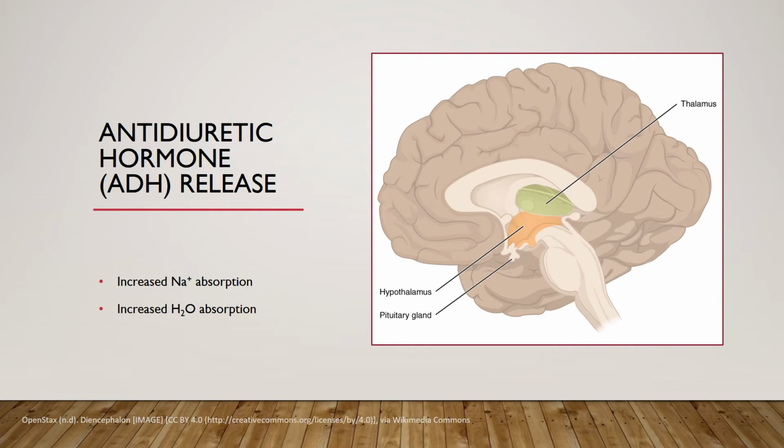Increased sodium absorption within the ascending loop of Henle, which is part of the smallest functional unit of the kidney, known as nephrons. Increased absorption of water from the distal convoluted tubule within the nephron, and finally, opening of aquaporins along the collecting duct of the nephron, allowing for much greater water reabsorption.